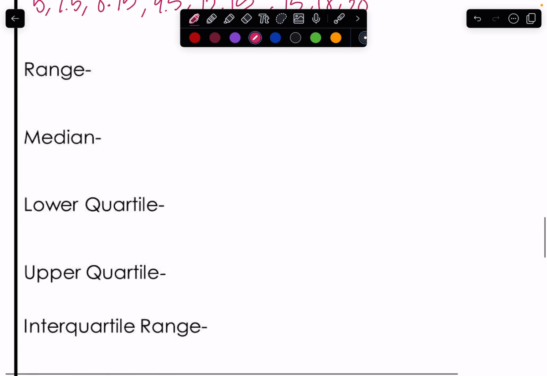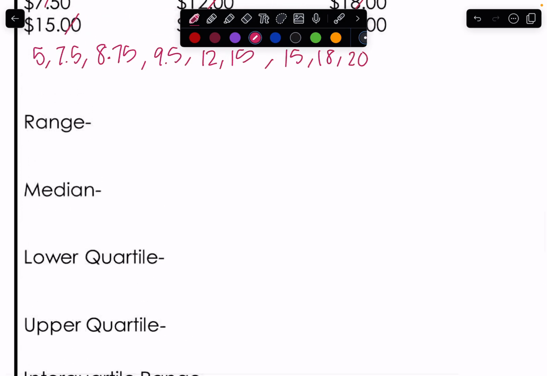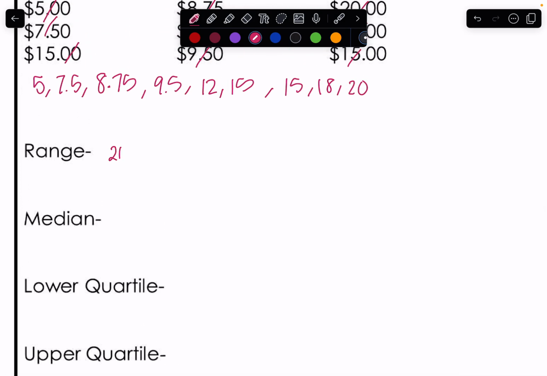And then to find the range between that, I take the largest number minus smallest number. So 20 minus 5 gives me $15. So that's the range of my movie prices. Makes sense, right? That's $15 difference between the largest and the smallest ticket.